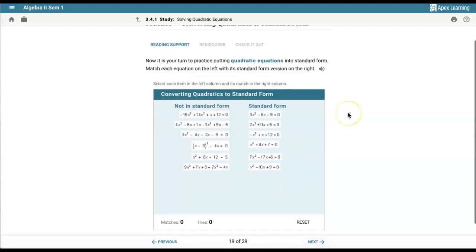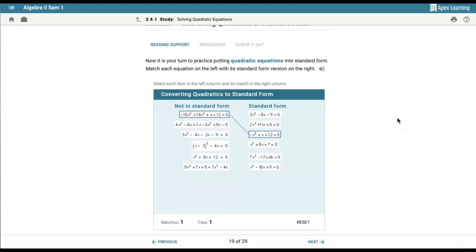Practice here. This one is one that you are able to do through Apex, so please make sure that you take some time to do it. This is talking about how we get it from not standard form to standard form. For this one, you can see everything's on the left side of the equation. All we've got to do is combine like terms. The like terms are the negative 15x and the plus 14x, so I'm going to end up with negative x squared plus x plus 12.